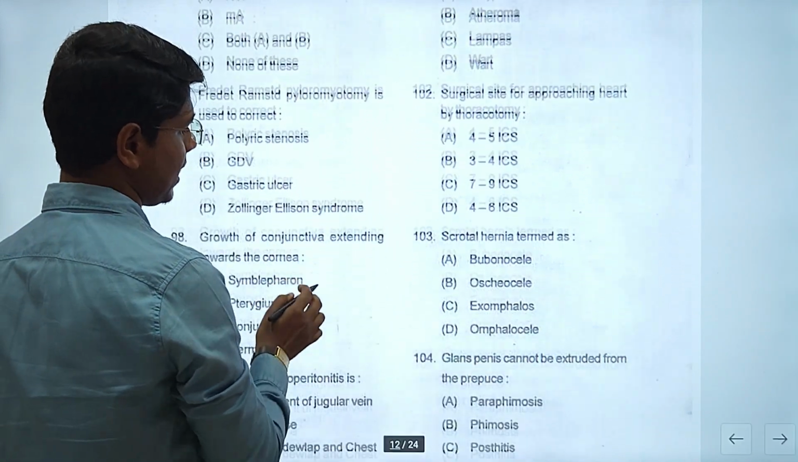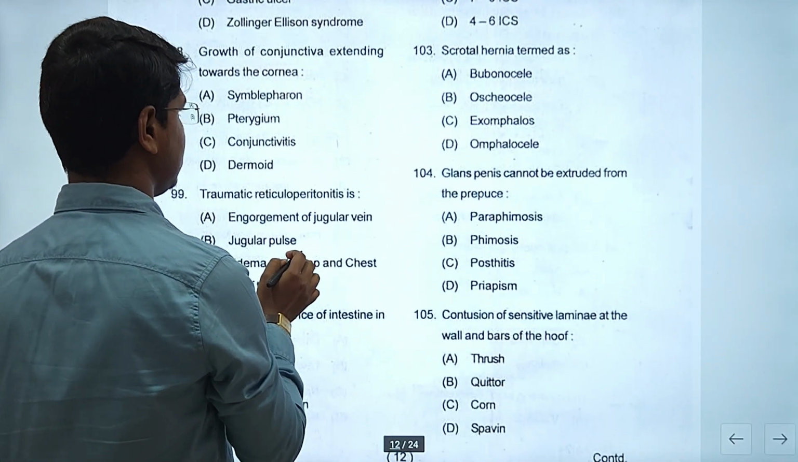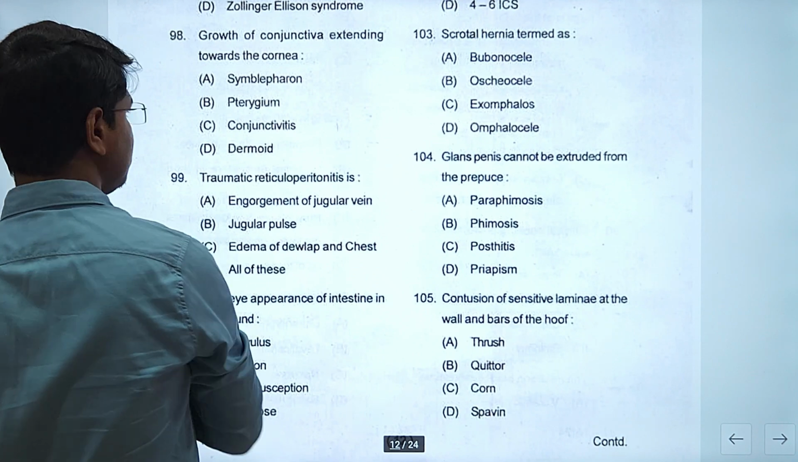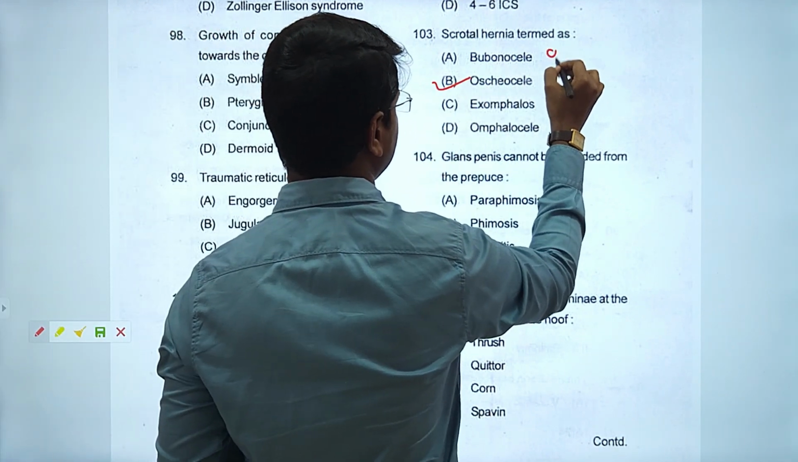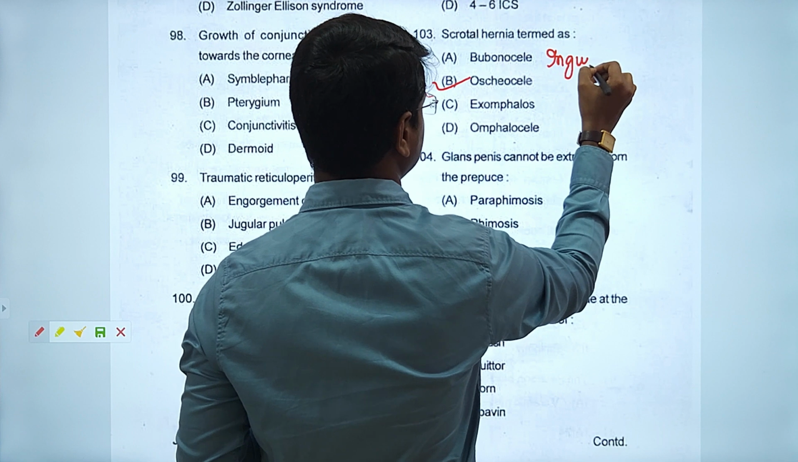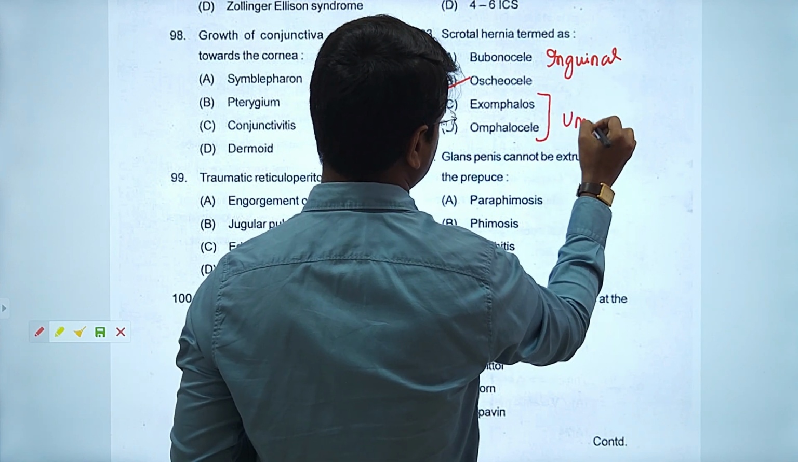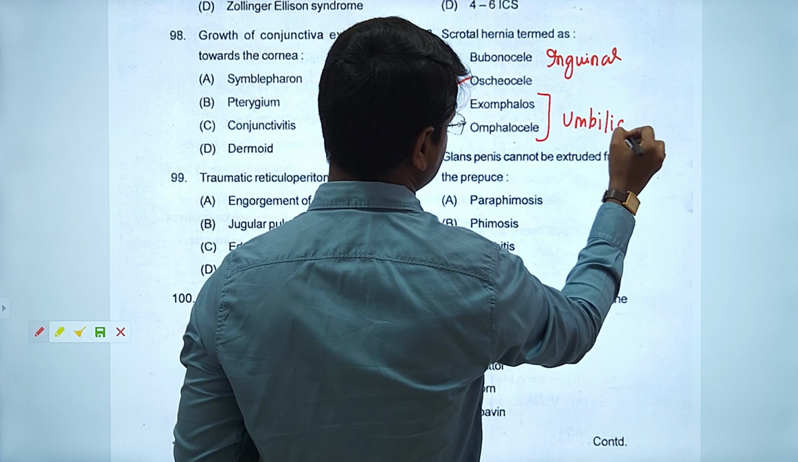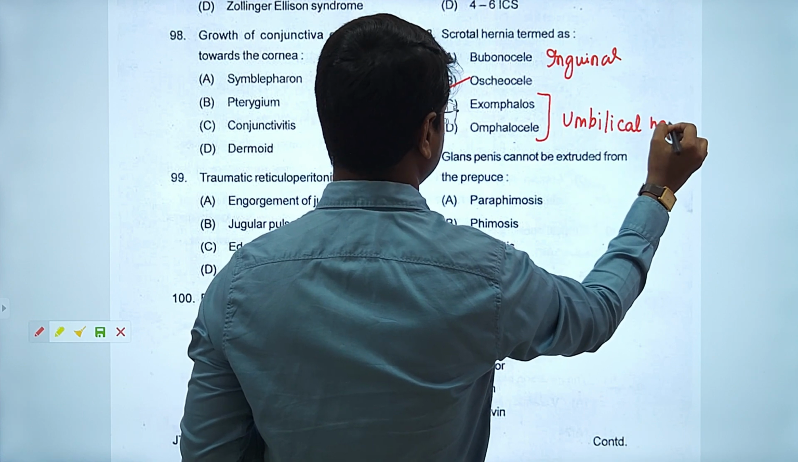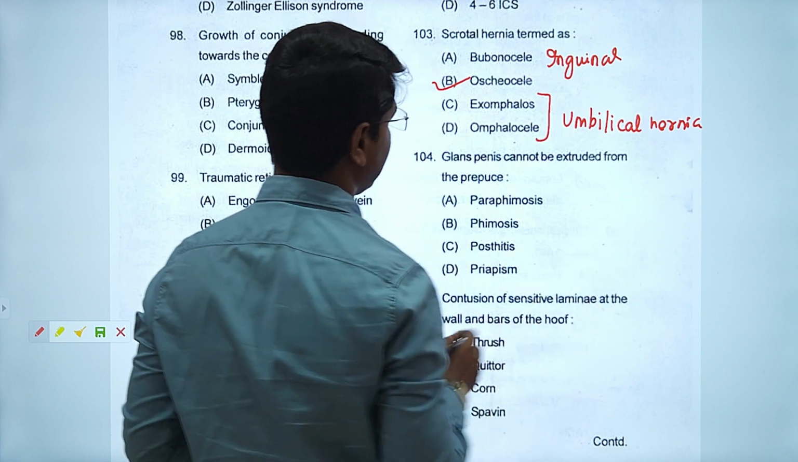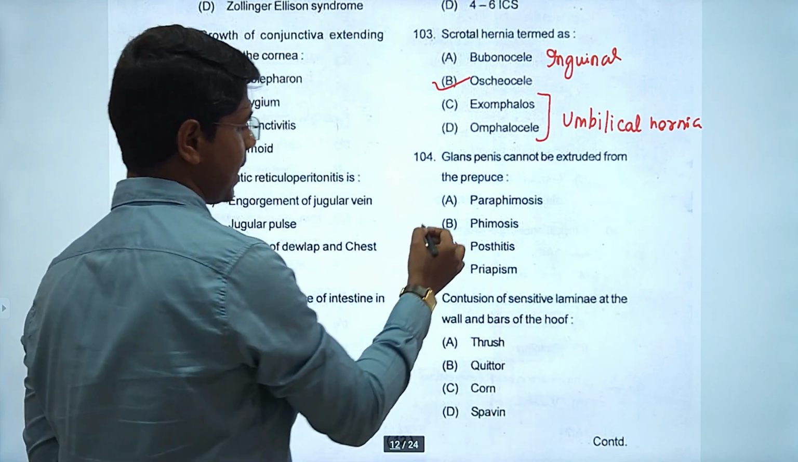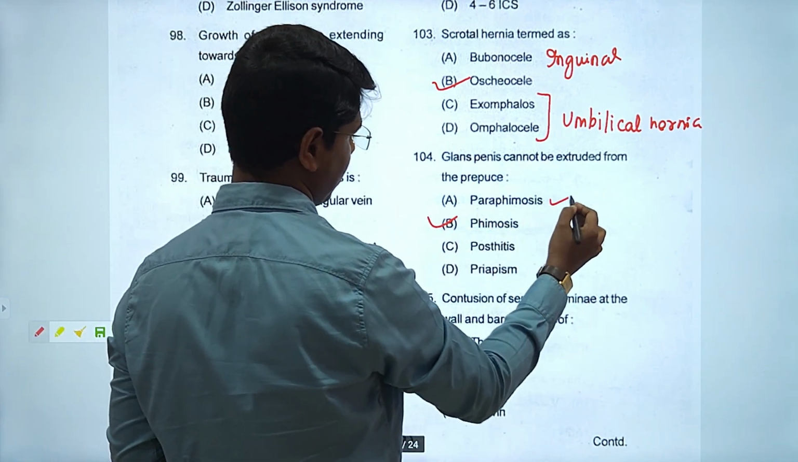Next question, scrotal hernia termed as oscheocele. It is termed as oscheocele. Bubonocele is basically inguinal hernia. Inguinal hernia. Exomphalus and omphalocele basically represent umbilical hernia or pathology associated with umbilical hernia. Glans penis cannot be exposed from the prepuce. The condition is phimosis and the reverse condition is paraphimosis.